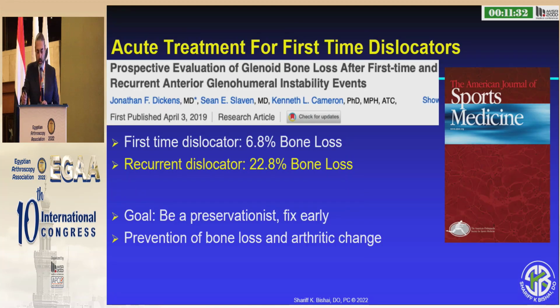And again, when we're talking about dislocations, with a first dislocation, about 7% of patients will have some type of bony loss. When you have a recurrent dislocation, you're up to about 25%.